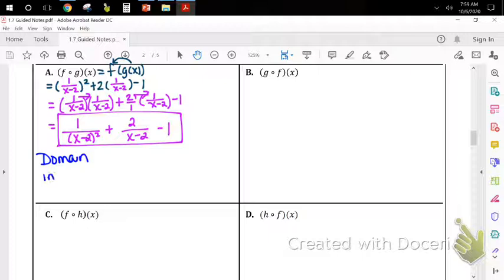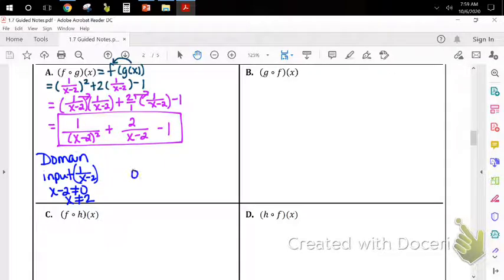first, let's look at our input. The input was 1 over x minus 2. It was our g of x. So we know if we have 1 over x minus 2, then that means that it's a fraction and our denominator cannot equal 0. So I'm going to add the 2, and so I get x cannot equal 2.